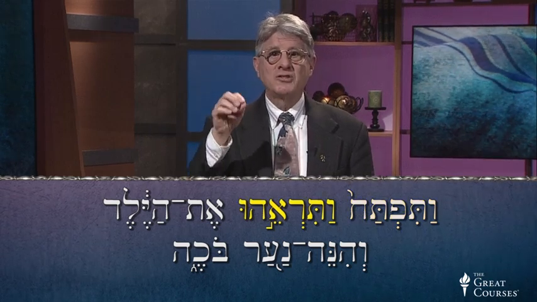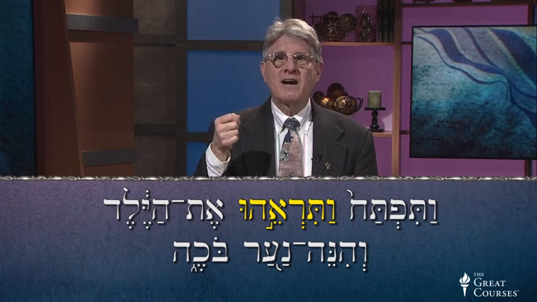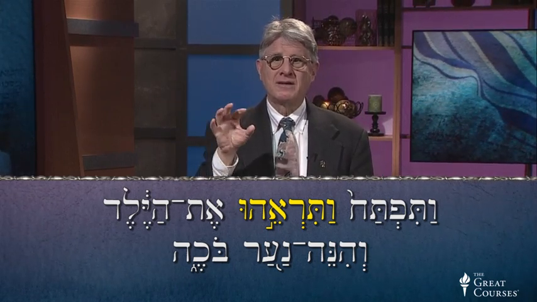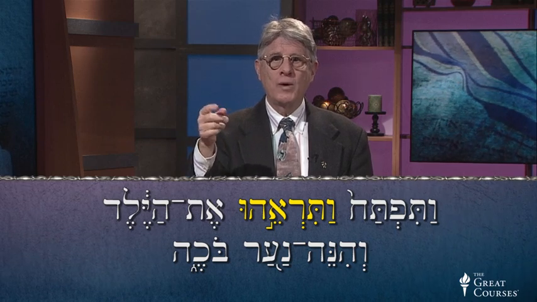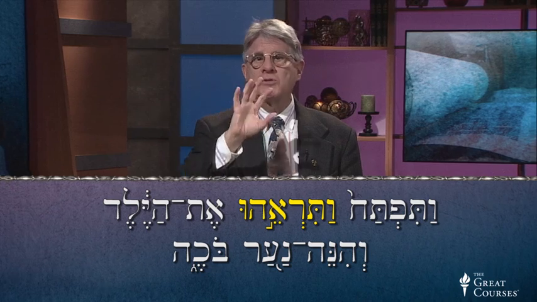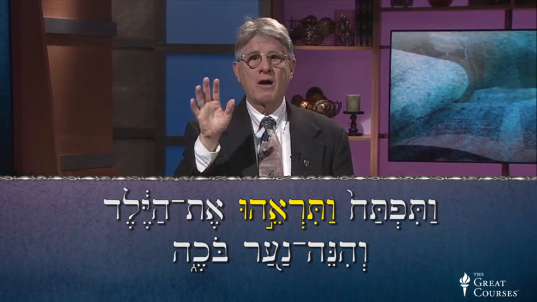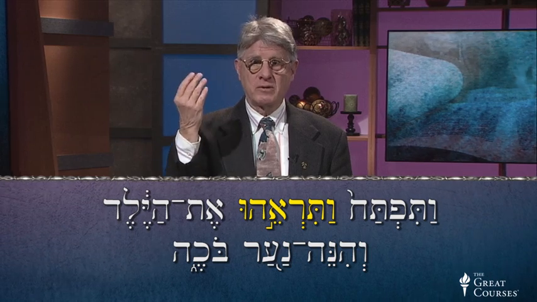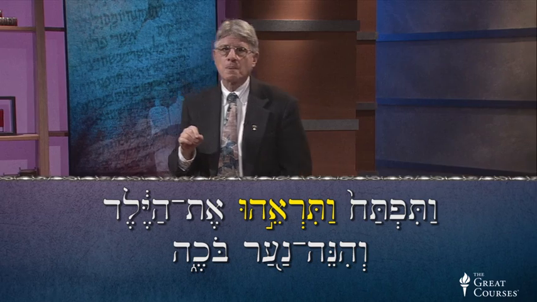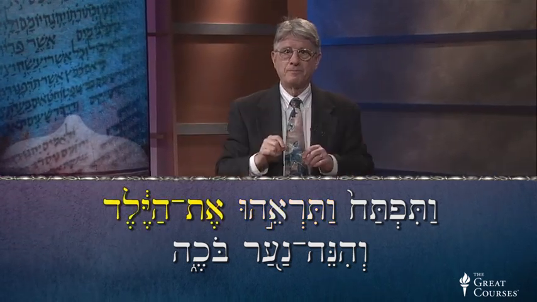Vatir'ehu, and she saw Ehu. What happened a minute ago? Vatikaheha, and she took it, feminine suffix. Now, vatar'ehu, and she saw him, masculine suffix. Hebrew verbs love to have object suffixes built into them. And we are going to take a careful look at that later in the course. For now, start getting comfortable with it. And she saw him, et hayeled, the boy.